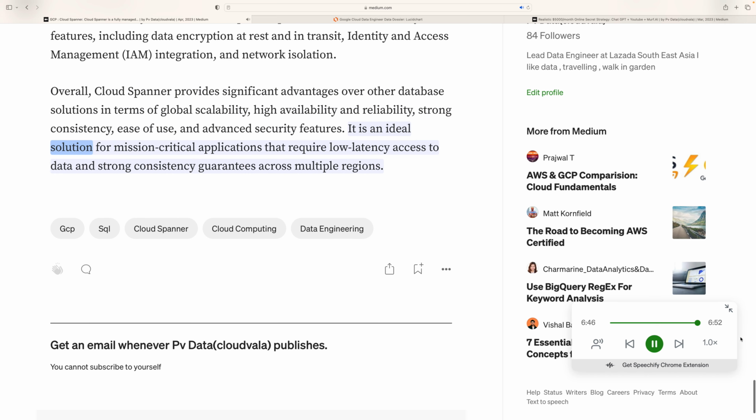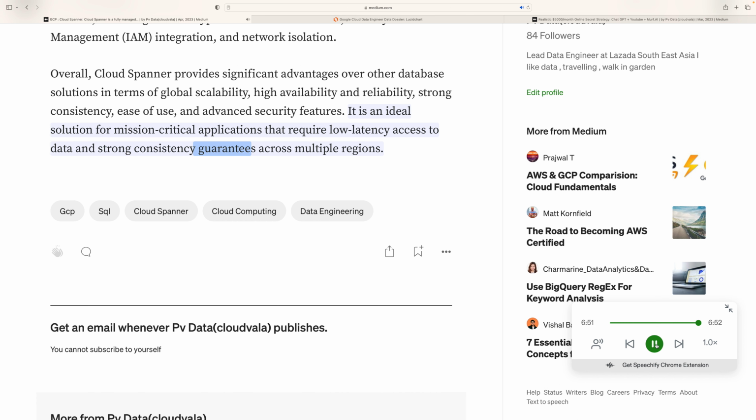It is an ideal solution for mission-critical applications that require low latency access to data and strong consistency guarantees across multiple regions.